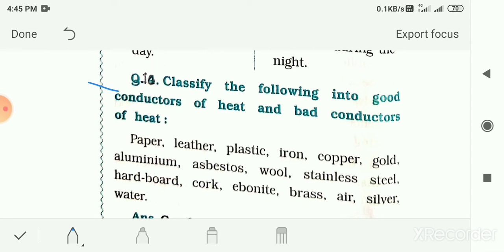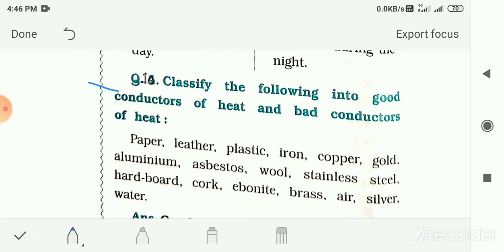Next is cork. It is the material which is obtained from the outer layer or outer bark of the tree, which is known as the cork oak. From this tree we are getting this material cork, and it has the property to float on water, and also it is an insulator of heat. So we are using this cork as a fireproof or fire resistance material. Next is ebonite, brass, air, silver and water.